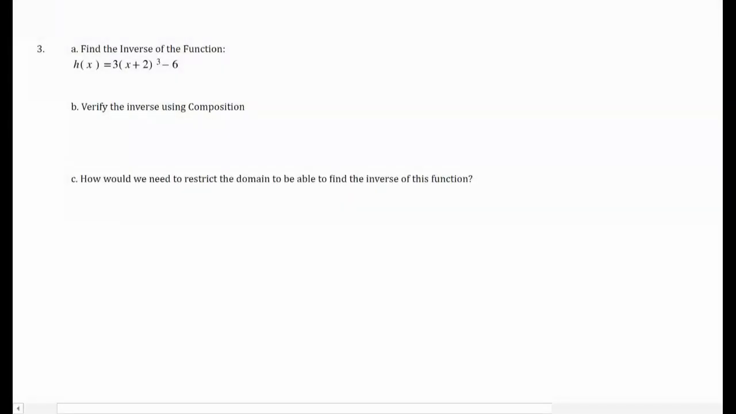Here we're asked to find the inverse of this function here. So to start out, I'm going to replace h of x with y. I'm going to switch that x and y value. So I have x equals 3 times (y plus 2) cubed minus 6. And now I'm going to solve for y.